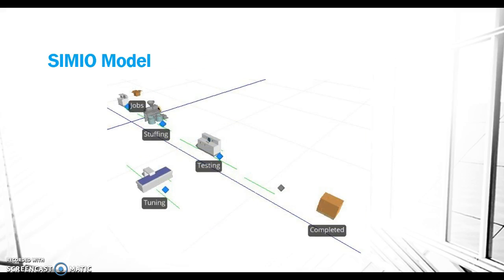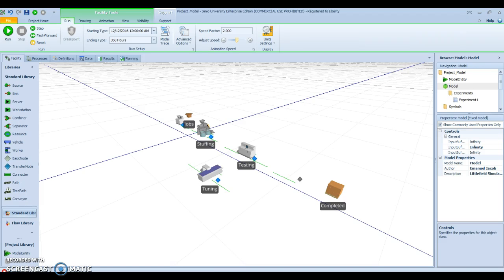The way that we developed a good model to put into our Littlefield model was we did a Simio model, and we were able to replicate what we had in Littlefield and put it into Simio. So I'll show you real quickly what we did in Simio. This is the Simio model that we created.